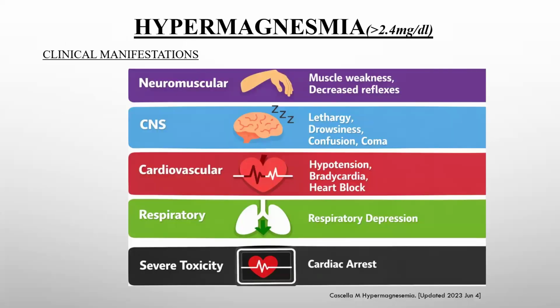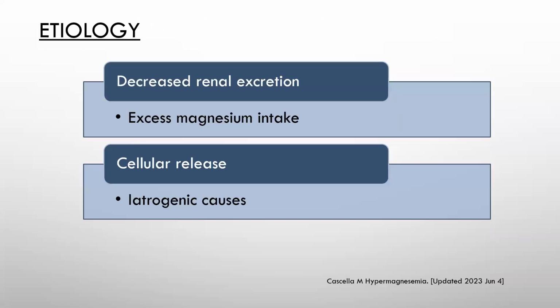Hypermagnesemia is when the level is more than 2.4 milligrams per deciliter. The earliest clinical sign is the loss of the deep tendon reflexes. And the other manifestations are lethargy, drowsiness, confusion, coma, hypotension, bradycardia, heart block, respiratory depression, and in severe toxicity, it can lead to cardiac arrest.